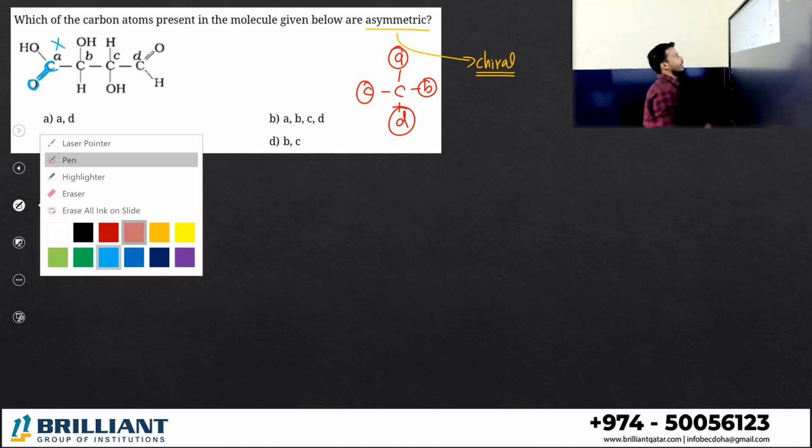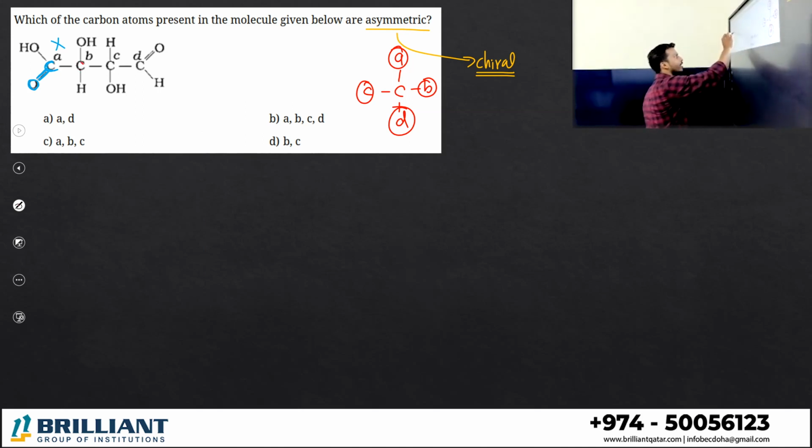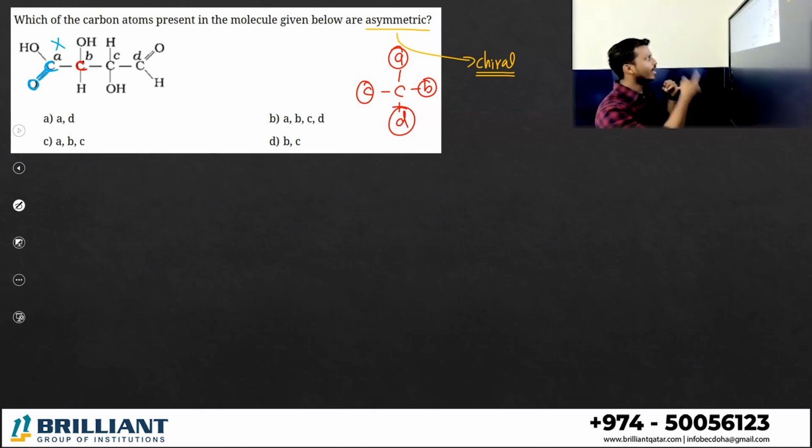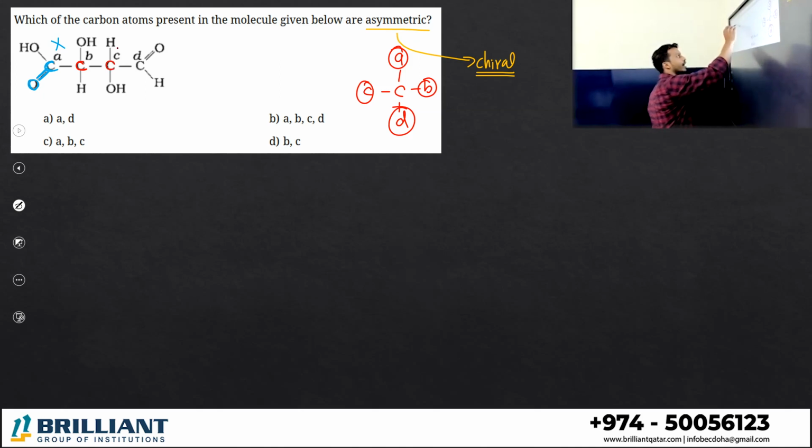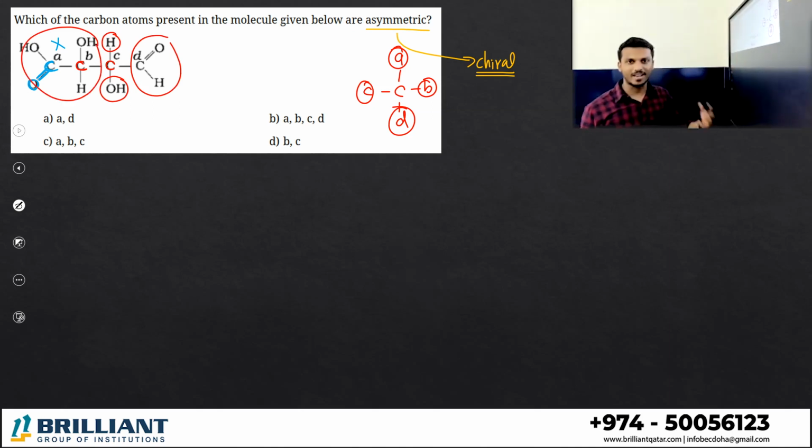Let's go to B. Dear student, the B carbon is directly connected to one OH group above, one hydrogen below, one COOH group on the left side, one CHOH, one big group on the other side. All are different groups. So we can say B is chiral. Even C is the same situation. C is connected to one hydrogen, one OH, one big group here, one big group here. All are different, so they are chiral. So B and C are chiral.